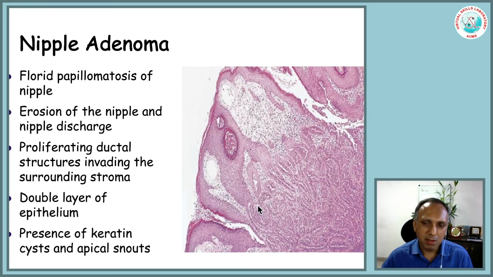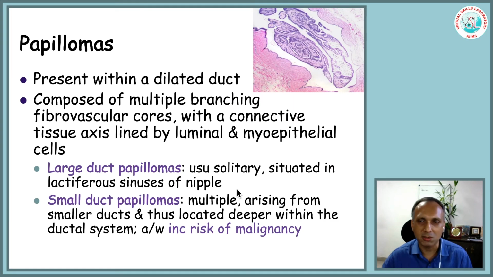Then you can have a similar tubular adenoma-like structure which is present just in the subareolar region. This is also known as florid papillomatosis of the nipple. It can give rise to erosion of the nipple and nipple discharge, and what you see just below the nipple are proliferating duct-like structures which seem to be invading into the stroma, but it is a benign lesion as it has a double-layered epithelium, and you can have keratin cysts and apical snouts in these lesions.